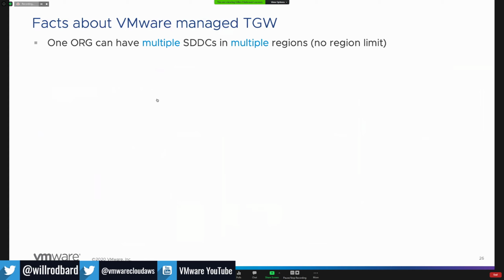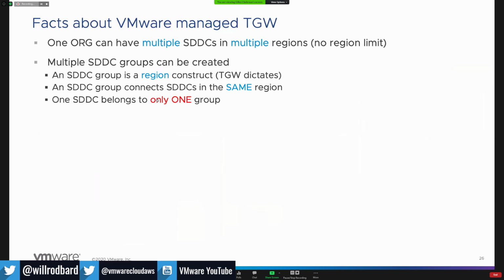So facts about managed transit gateway. One org can have multiple SDDC in multiple regions. There are no limits on that. But when you create an SDDC group, then all SDDC are in the same region. And the SDDC group is a region construct. It's because we are using a transit gateway. One SDDC belongs to only one group. Although within AWS, we could connect a VPC to multiple transit gateways, here, it's a one-to-one relation.